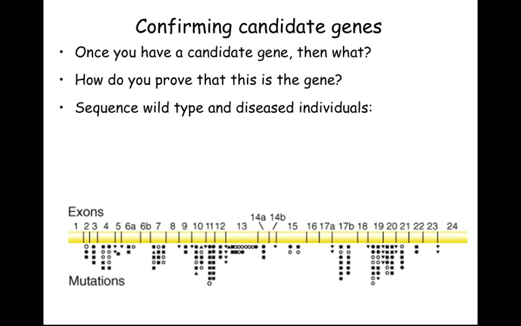So finally, confirming candidate genes. Once you have a candidate gene, then what? We can do sequencing to see if there's a mutation in it. We can sequence wild-type and diseased individuals. If you're lucky, you'll find that all the diseased individuals have mutations and all the wild-type ones don't. Sometimes, though, it can be a little confusing. If you sequence 2 individuals with cystic fibrosis, you're very likely to find that they don't have the same mutations. All of these little symbols below the gene here show different mutations that have been identified in people with cystic fibrosis. So we can see there are many, many different mutations that lead to cystic fibrosis.